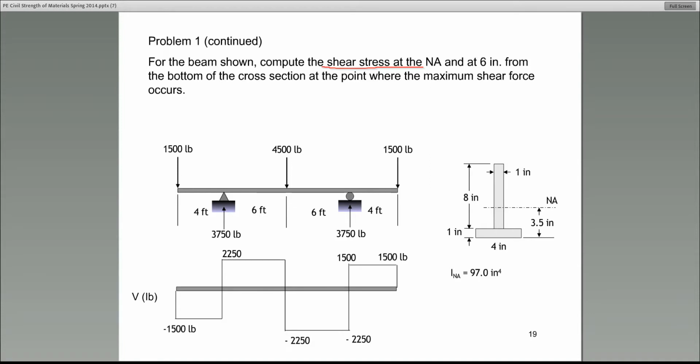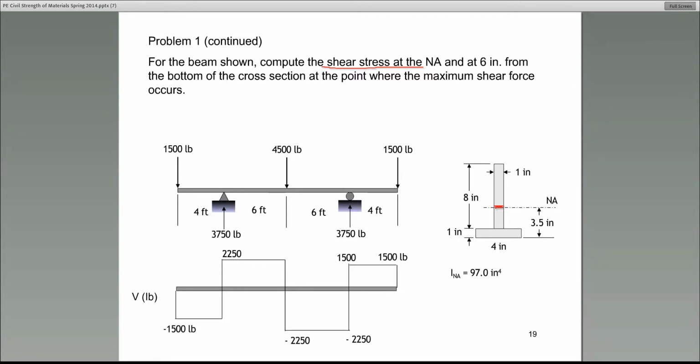Take a look, guys. If, for example, you see this red line? If you're calculating the shear stress at the neutral axis, you look and see what is the width at that level, at the neutral axis. It would be 1. So if you're calculating the shear stress at the neutral axis, you take B as 1.